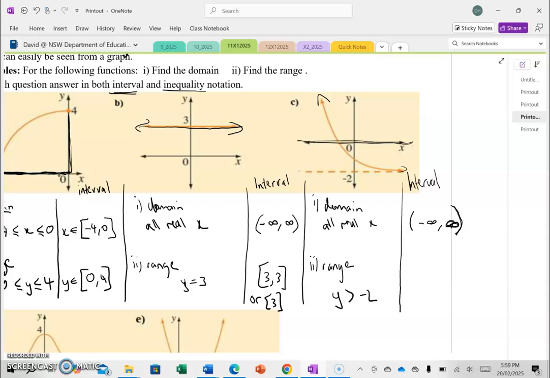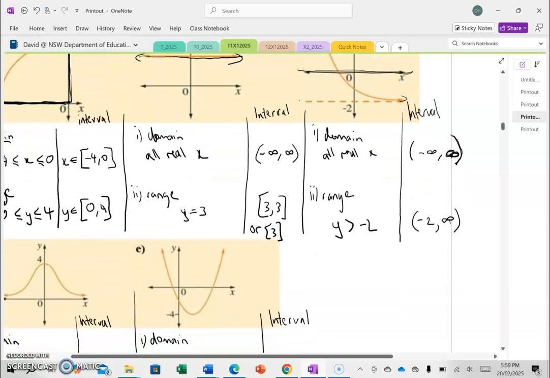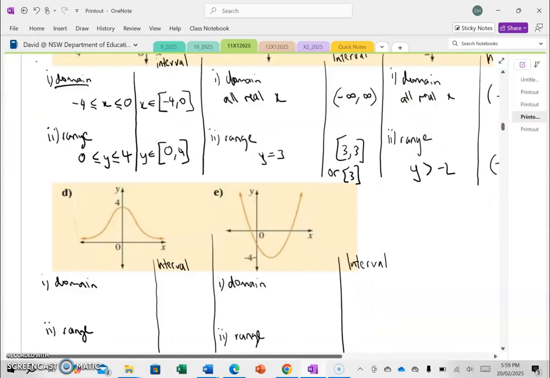You'd write it a little bit differently in interval notation because we actually put in the infinity here. The lowest possible y value we can have, well not included, is -2. So open bracket because not including -2, and we go all the way up to infinity, and another open, curvy bracket to close, because we can never reach infinity. Alright, let's keep going. Next one, D.